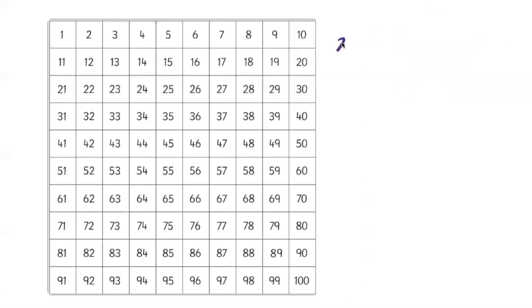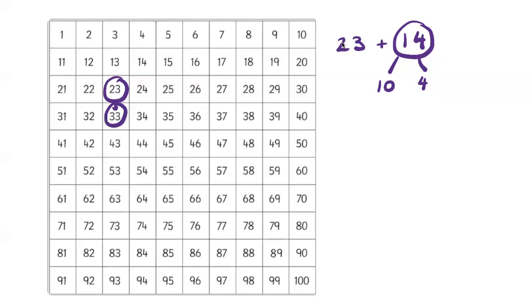Let's do 23 add 14. So we're going to take our 14, we're going to split it into tens and units. First thing we're going to do, find 23, add the 10 first, and then we've got to add 4 units, 1, 2, 3, and here we go, we're here. It's 37, so 23 add 14 is 37. Right, let's have a go.